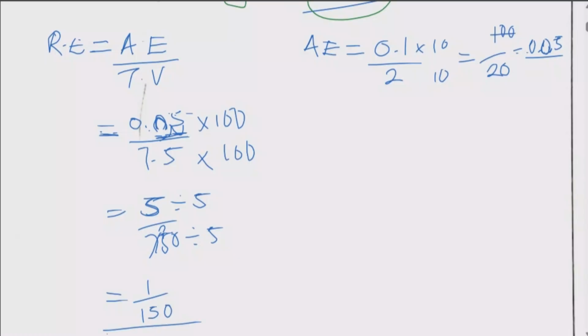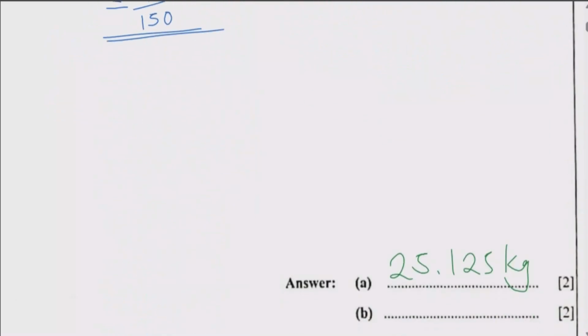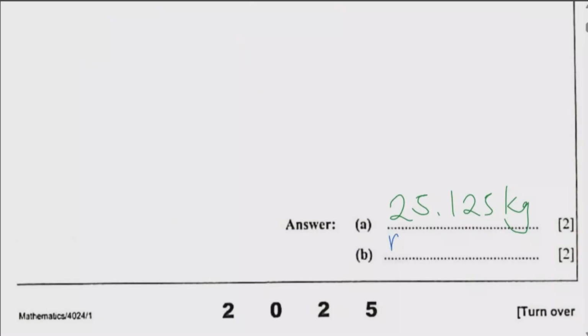Therefore, the answer will be 1 over 150. So now we can go and record our answer to say relative error is equal to 1 over 150. Okay, please, I'm trying to be very slow and clear, and also going into details to make sure that you fully understand. So if you have questions, please don't hesitate to ask in the comment section. Otherwise, this is how you go about this question. So the relative error is equal to 1 over 150.